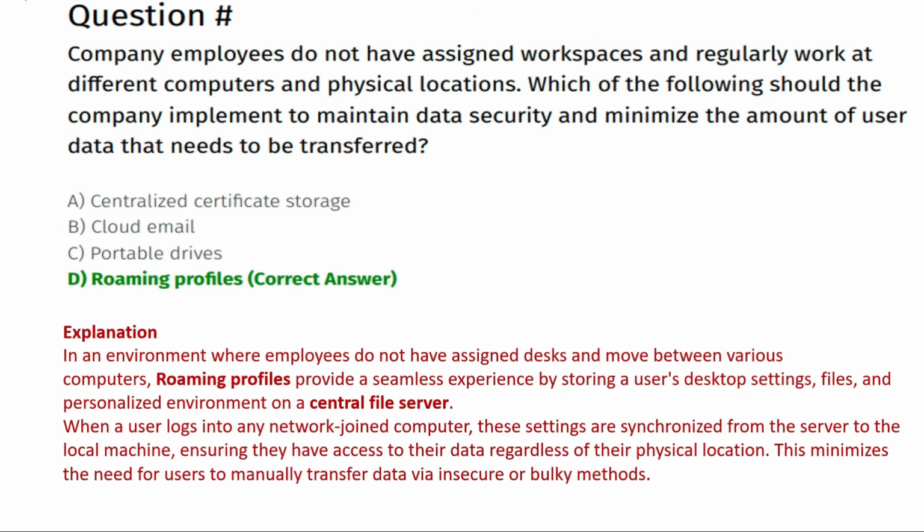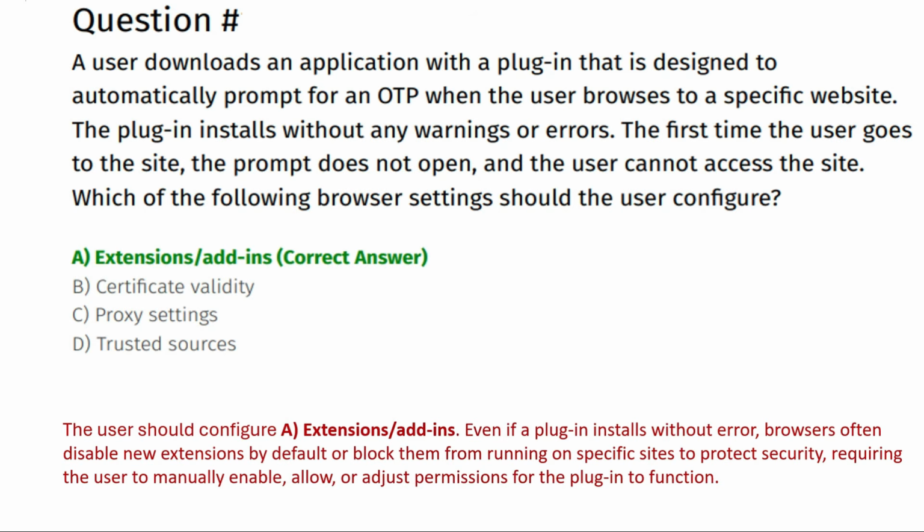So let's move to the next question. And the next question is, a user downloads an application with a plugin that is designed to automatically prompt for an OTP when the user browses to a specific website. The plugin installs without any warnings or errors. The first time the user goes to the site, the prompt does not open and the user cannot access the site. Which of the following browser settings should the user configure?